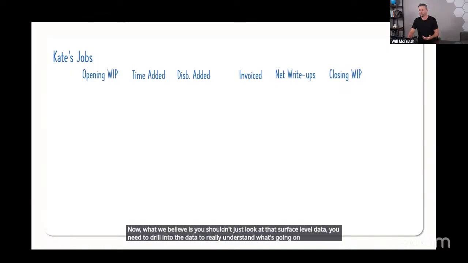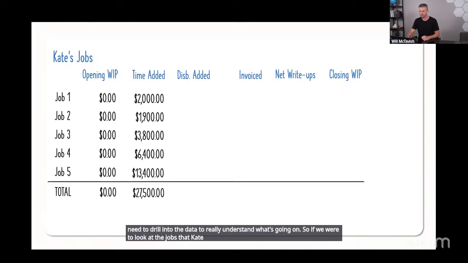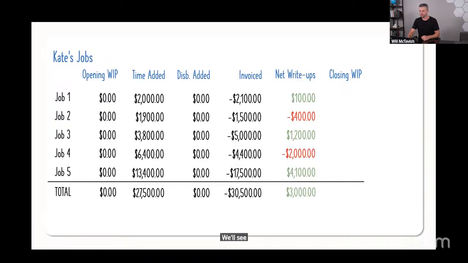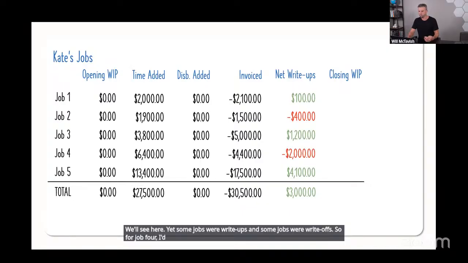So if we were to look at the jobs that Kate worked on, we'll see here that some jobs were write-ups and some jobs are write-offs. So for job 4, I'd want to know what happened to that job. Why do we have a $2,000 write-off? So we can ask some questions there. And for job 5, I'm really interested in how do we get such a big write-up? What went so well on that job? So under that $3,000 value, there's so much information here that we can still explore.